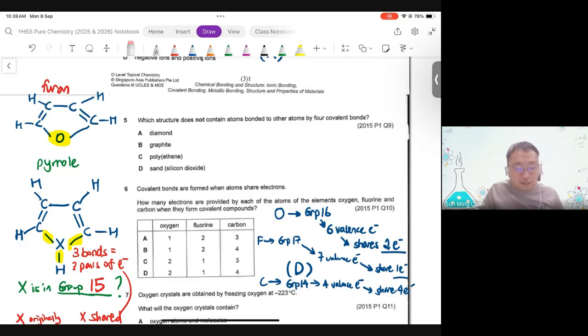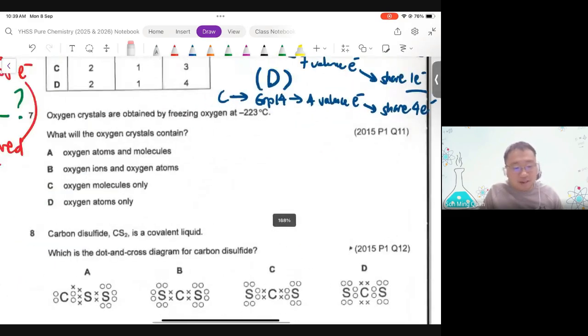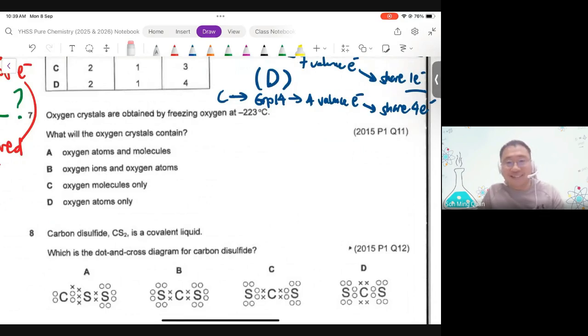Now let's move to question number 7. Question 7 is my classic, my favorite. I can ask this every single year and students will still get this wrong, even at the prelim stage. Okay, so let's launch the poll for question number 7 about oxygen crystals, freezing oxygen at negative 223 degrees Celsius. What will the oxygen crystals contain?